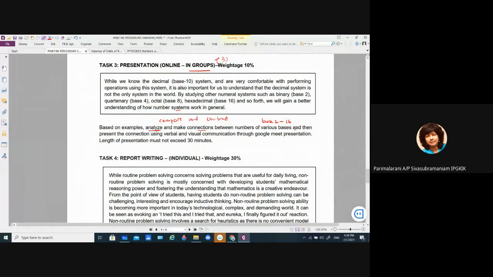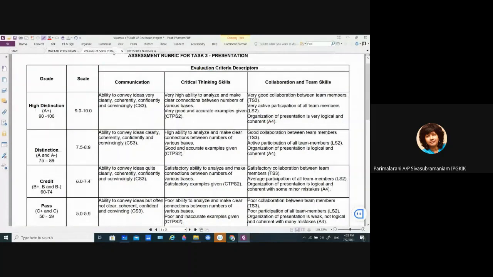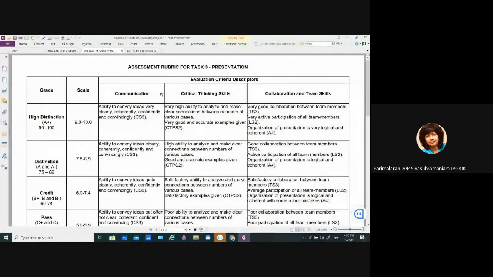Okay, let's look at the rubric first. When you read your coursework, you must always read together with the rubric. Okay, so this is the rubric for task 3. This rubric tells you how we are going to mark your assignment. Okay, so let's look at the high distinction category here. Okay, so this assignment will be graded according to 3 criteria. Okay, because task 3 is a presentation assignment, so communication is very important. Okay, communication and collaboration and team skills are very important.